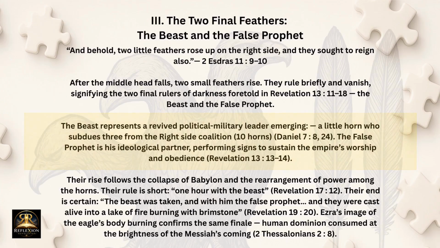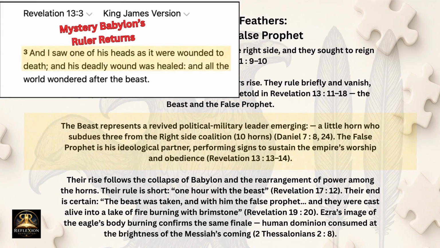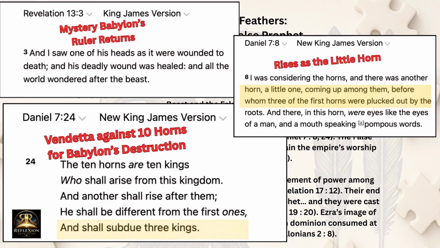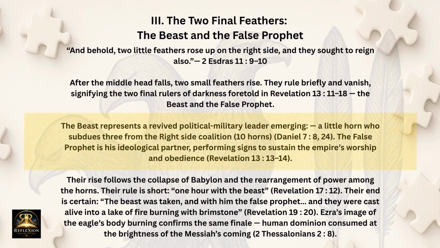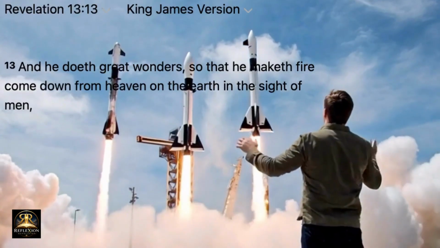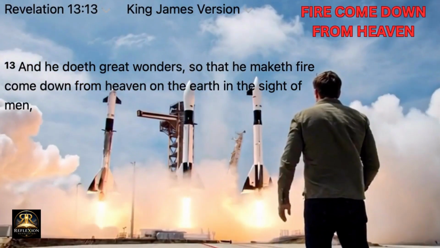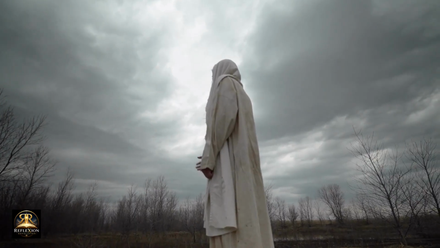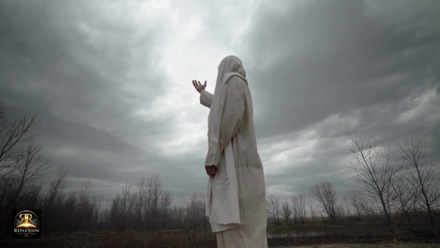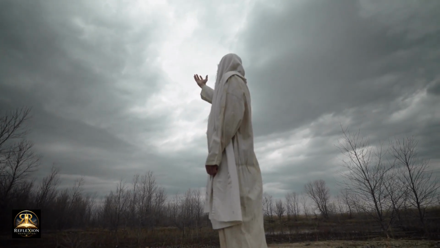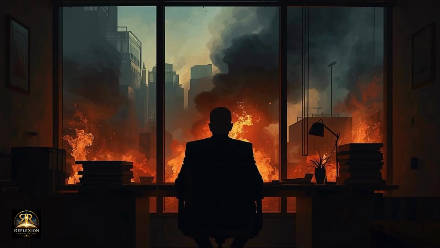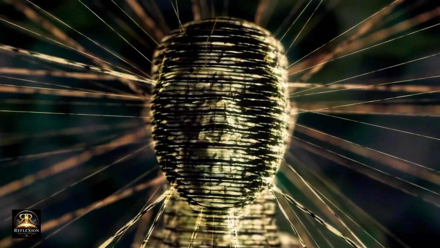The beast represents a revived political military leader, a little horn, who subdues three from the right side coalition, the 10 horns. The false prophet is his ideological partner, performing signs to sustain the empire's worship and obedience. Now, again, there are many false prophets, of course. I believe you're going to have those dudes dressed in robes doing all kinds of craziness. But I also believe there is the false prophet who has the power to give life to the image of the beast.